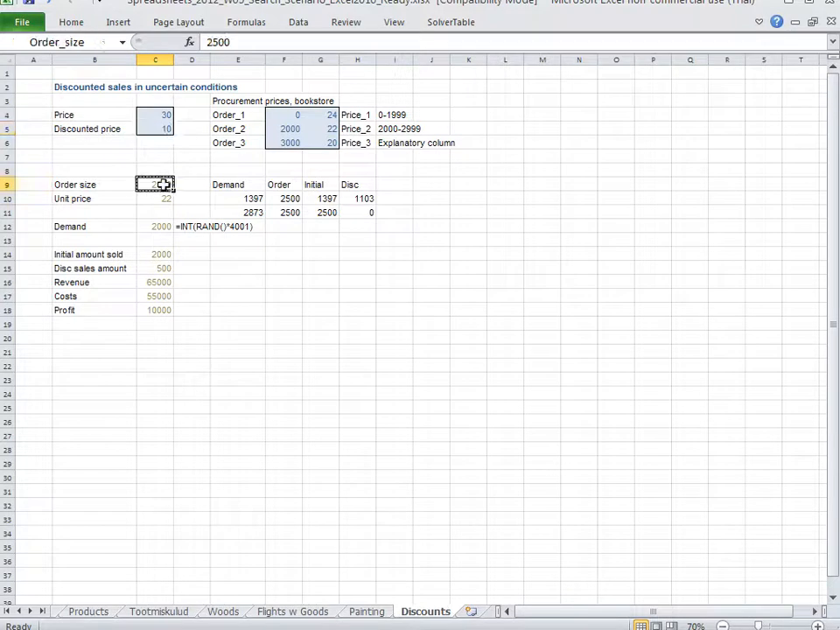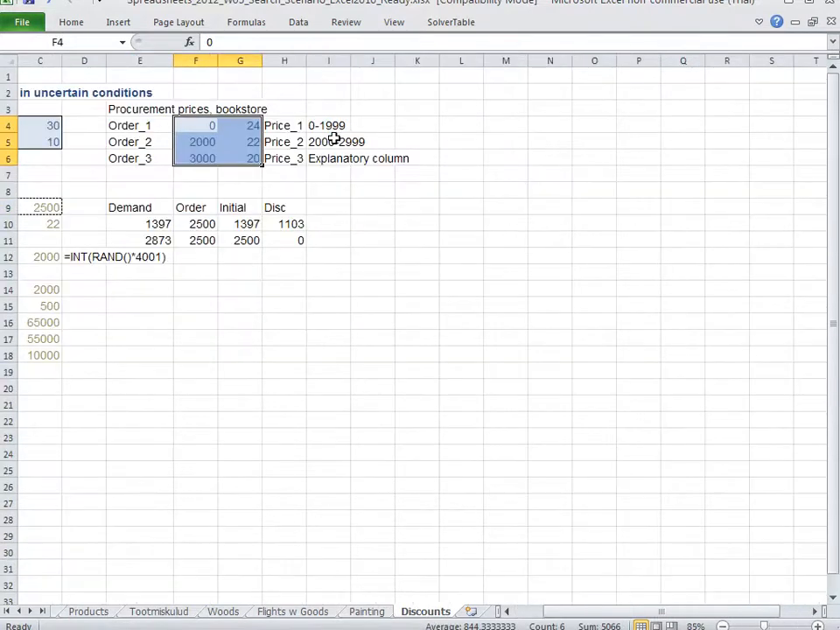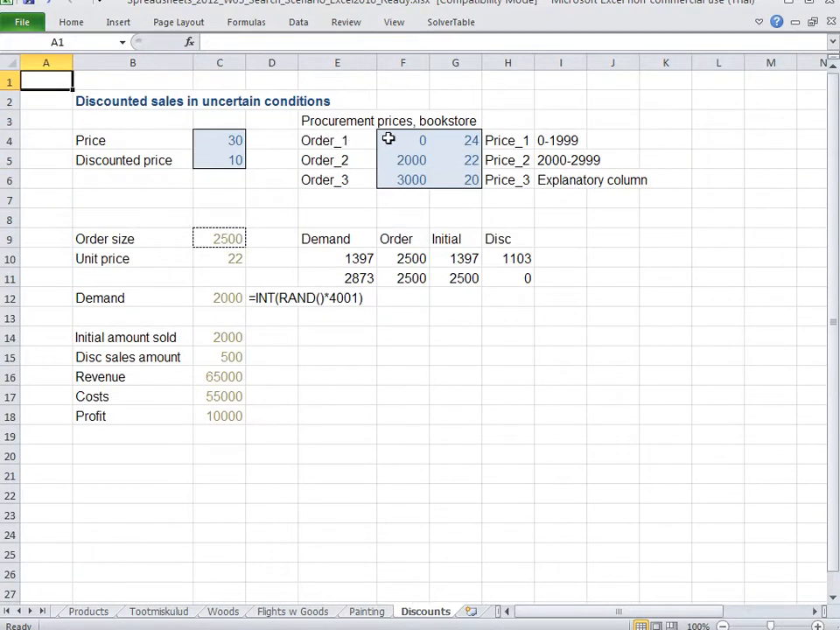Now we bought in 2,500 books, and this table controlled our price for buying things in. When we buy in less than 2,000 books, we get one book for a price of 24. When we buy from 2,000 to 3,000, we get a price of 22. When we buy from 3,000 books, we get a price of $20 per book. In our case, we bought 2,500, getting a price of 22.